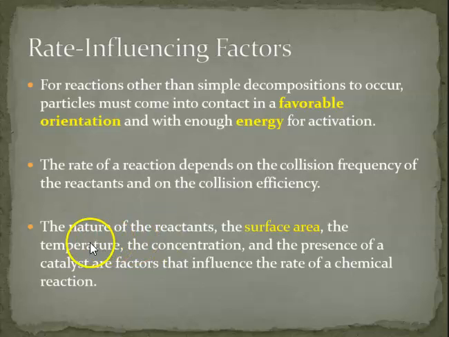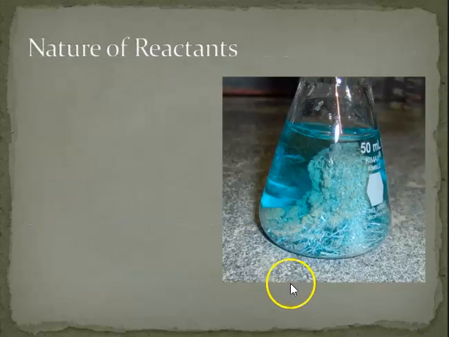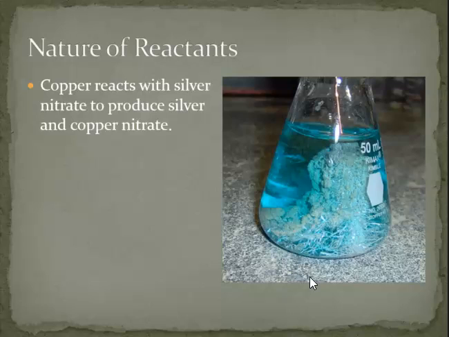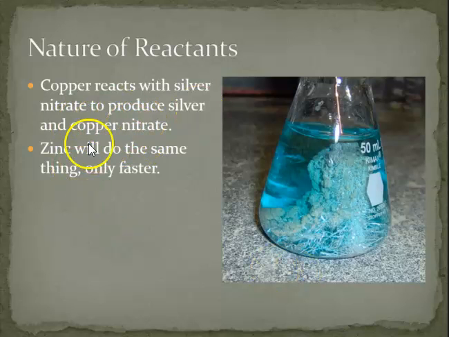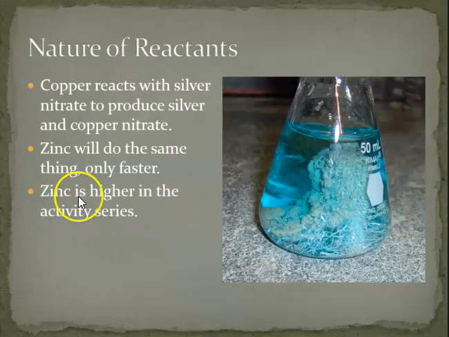Now let's get into the nature of reactants. What does that mean? Some things are going to react faster just because they are what they are. Copper reacts with silver nitrate. It produces silver and copper nitrate. Zinc does the same thing. If I put zinc in with silver nitrate, I get silver and zinc nitrate. It does it faster. Why? Well, zinc's higher in the activity series. Short answer is it's because zinc's zinc and copper's copper. Certain things will just react faster, depending on where they are on the periodic table or in the activity series. So some things are just faster than others.